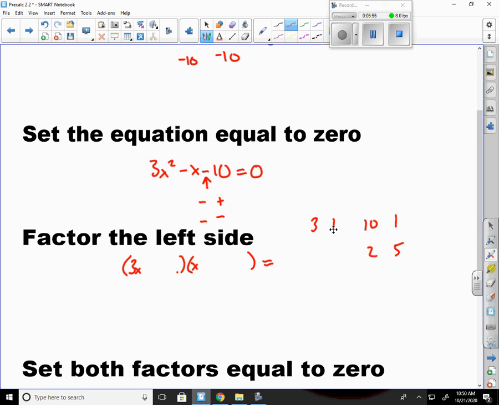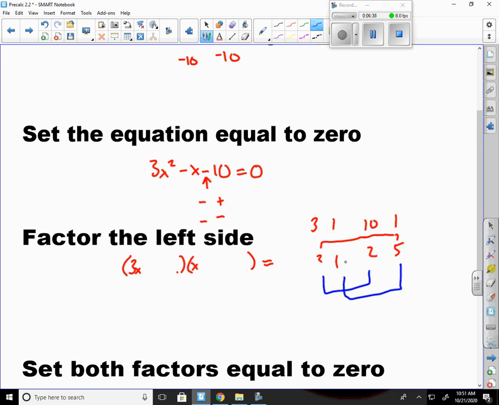Let's try to do the 3 and 1 and 2 and 5. Now if I do 3 times 5, that gives me positive 15. Minus 2 is going to give me 13. So that combination does not work. What if I do 3 and 2? 3 times 2 is 6. 1 times 5 is 5. 6 minus 5 gives me positive 1. But that kind of doesn't work either because I need this to be a negative 1.